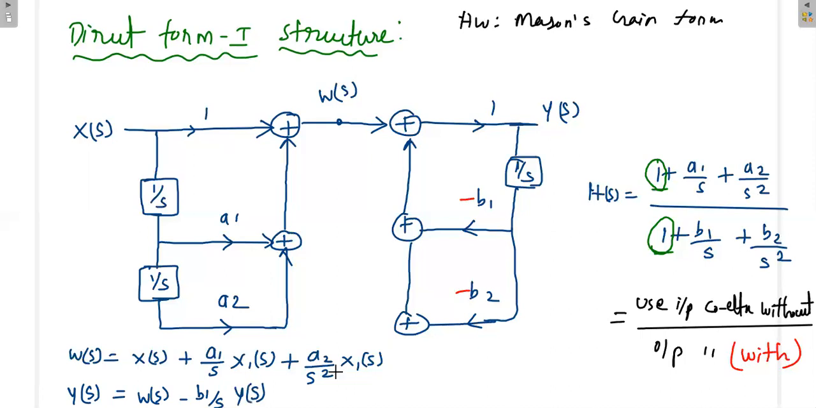Then the same Y(s) is coming this way, and I think we forgot to put one integrator here, so one integrator will be coming here. So 1 by s, 1 by s, 1 by s square, but with minus b2, so minus b2 by s square, again Y(s). Again, here it's not X1, it is simply X.